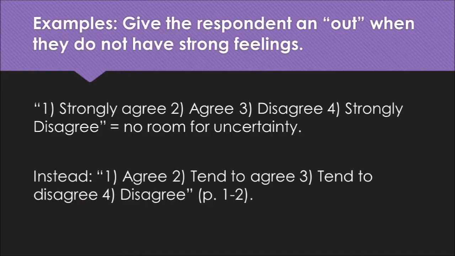The next theme is to give the respondent an out when they do not have strong feelings on a question, but don't use a neutral position unless it would still give you useful data. Put answers in that let people express uncertainty, like tend to agree or tend to disagree. Making someone commit to a strong feeling on a subject that they don't have strong feelings about is unnecessary.